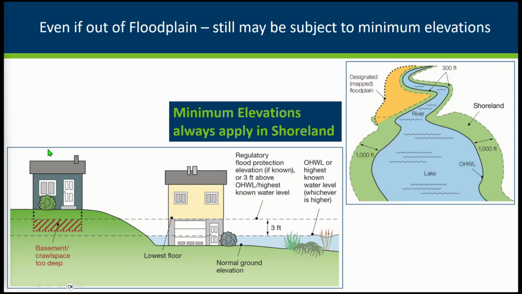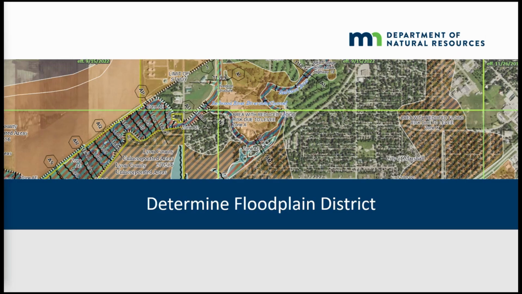To summarize, if we have a known regulatory flood protection elevation, we would use that. But for those areas where we don't know that, we would apply that 3 feet above the ordinary high or highest known water level. And keep in mind that in areas of high elevations, where the ground elevation of a home site extends well above the BFE, we're making sure they're not digging down and building a basement or crawl space that would go below that regulatory flood protection elevation. All right, I think I'm all wrapped up for this section.